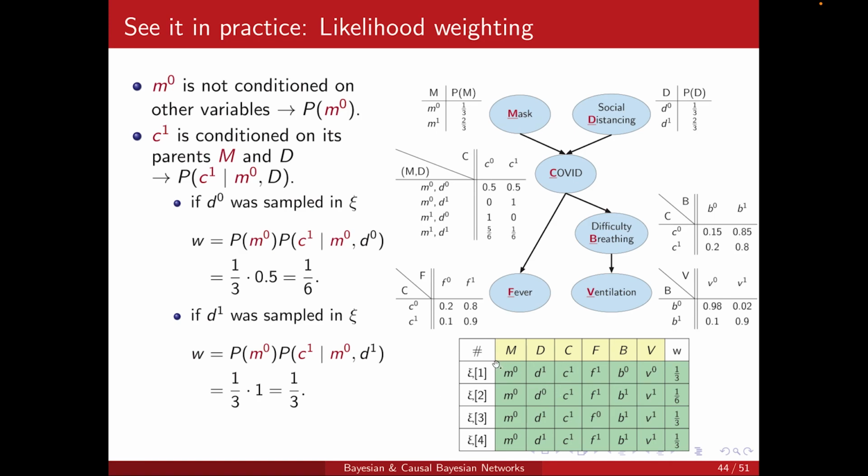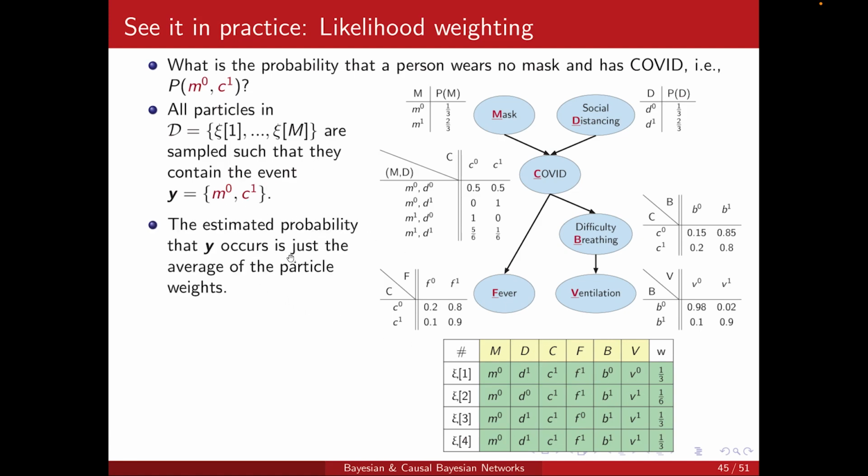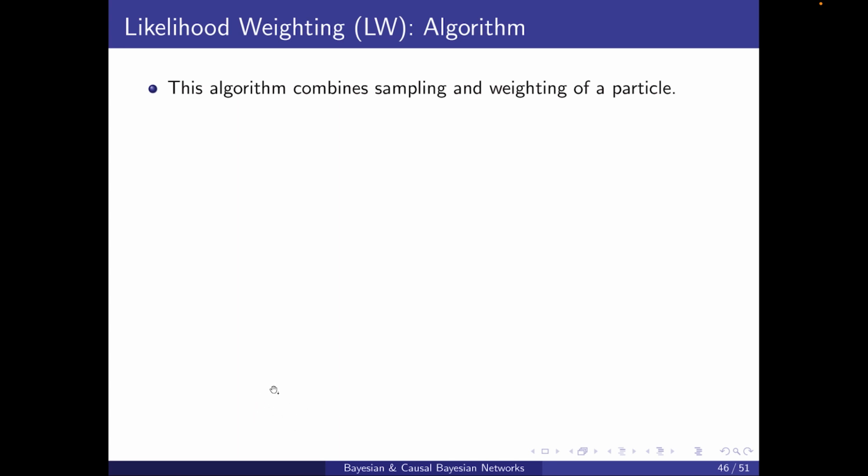So I have a number of particles, and I can calculate the weight for each of them. Just note that M is set to M0 and C is set to C1. The other ones are being sampled. Once we do this, all particles are sampled such that they contain the event Y. In this data set, the estimated probability of the event Y is just the average of the particle weights as before. So 1 over 4 times the summation of the weights, and we get the final value of 7 over 24.